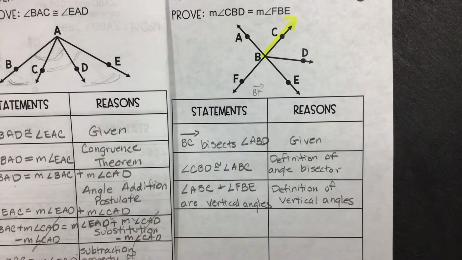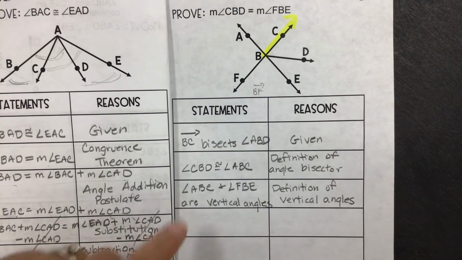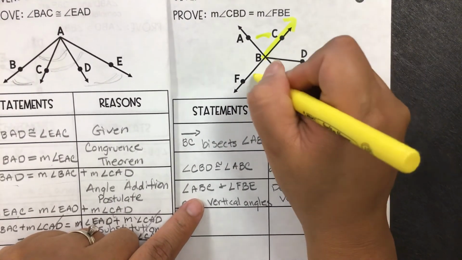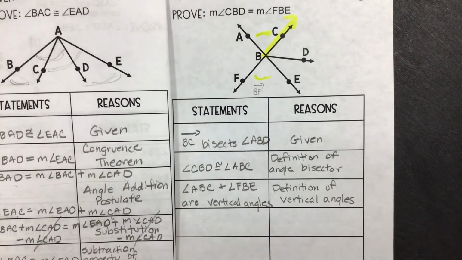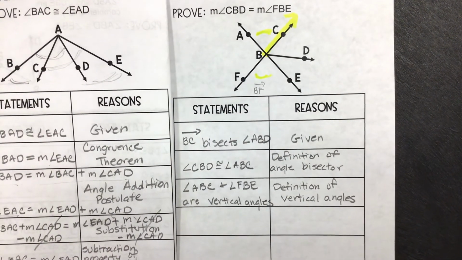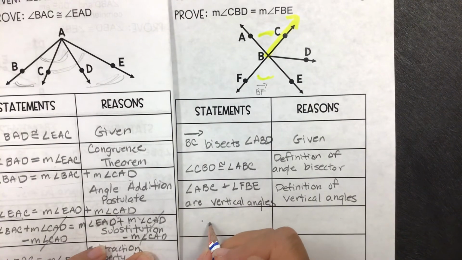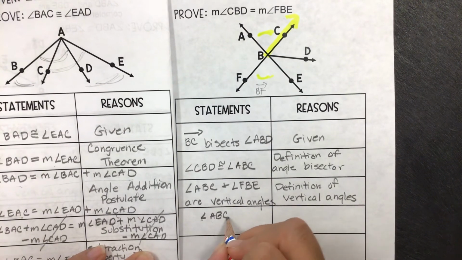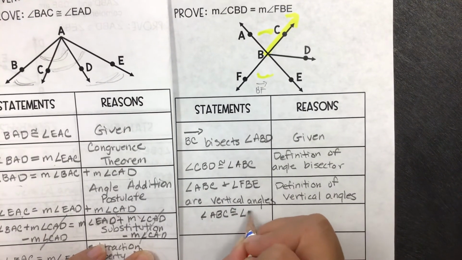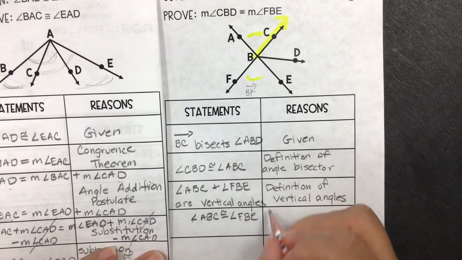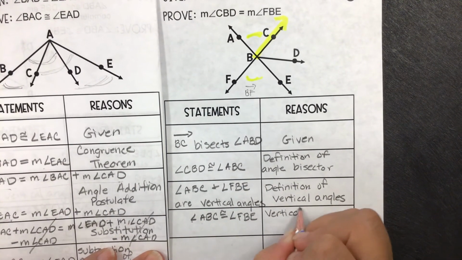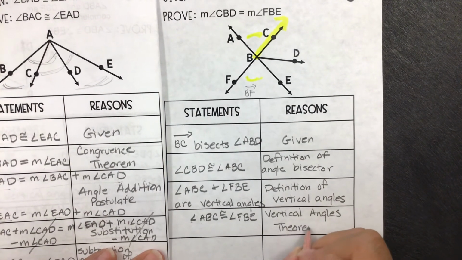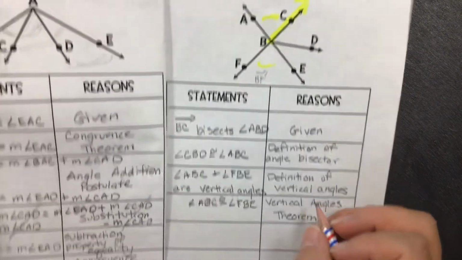So I'm going to make the notation ABC, so this one right here, and FBE, this one right here, are both vertical angles. Because they're vertical angles, now we can say that the angle ABC is congruent to the angle FBE. And that's by the vertical angles theorem. Once we know they're vertical angles, then we can say that they're congruent.